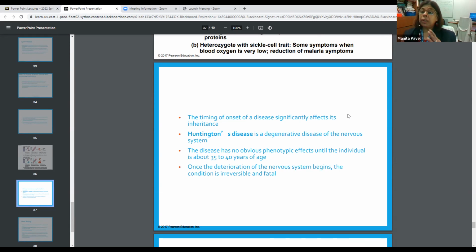So it's a degenerative disease of the nervous system in which the individual shows loss of coordination of the muscles. So they cannot coordinate the hand and leg movement. And this disease is fatal.